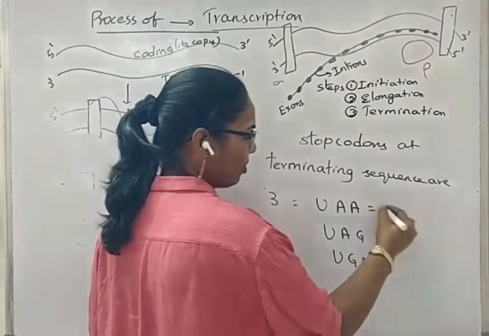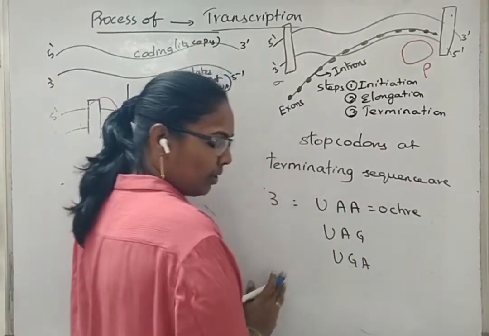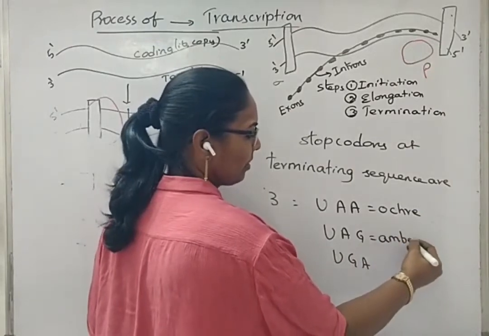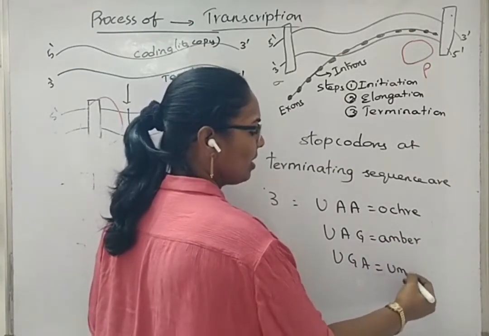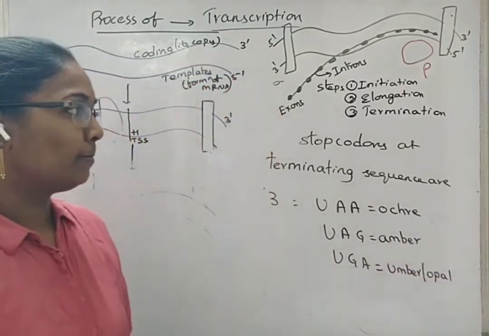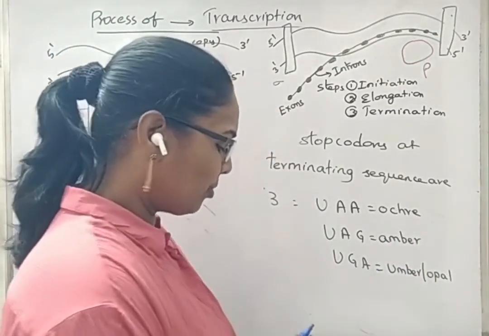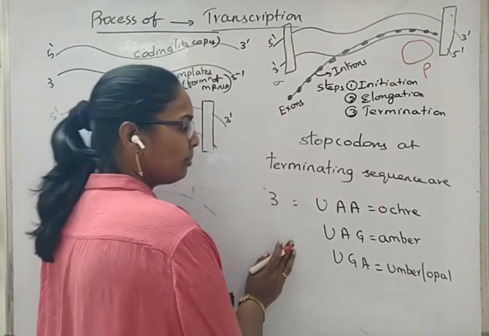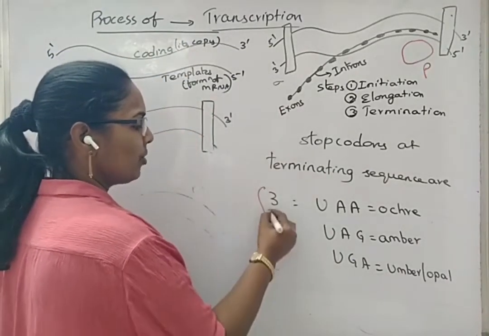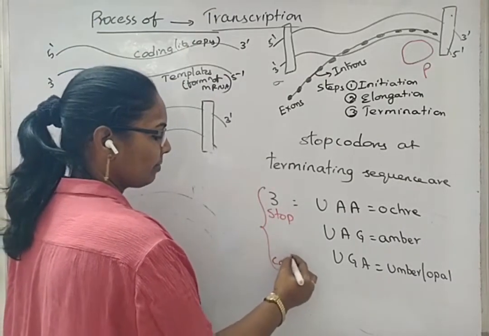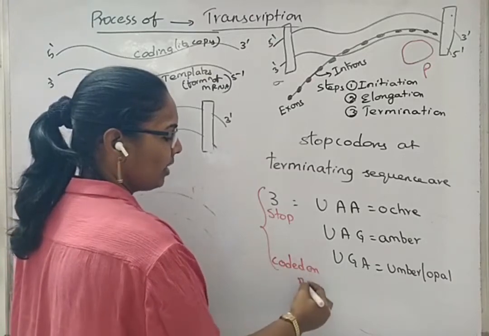UAA is also called ochre. UAG is also called amber. UGA is called umber. This we also call opal. But now the question: where are these stop codons present? Are they present on the mRNA or on the template strand? So these stop codons are present on, that is, coded on mRNA.